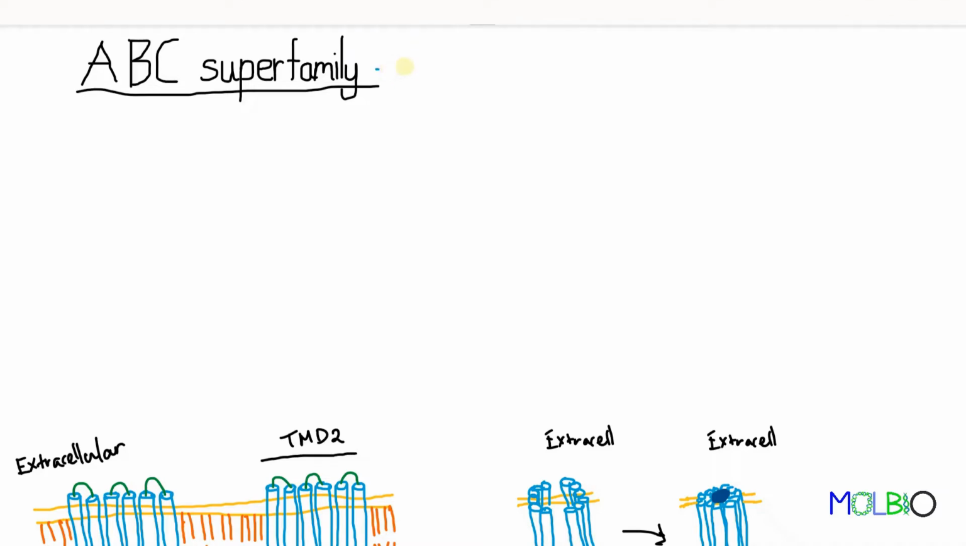Okay, so today we are going to look at the ABC superfamily of protein pumps. Now, why are these called ABC superfamily? Such a fancy name. The reason they are called ABC is it's an acronym for ATP binding cassette.